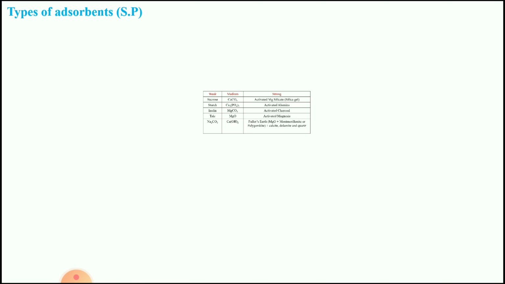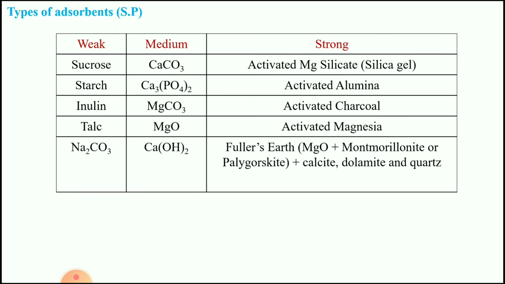Different types of adsorbents are used for packing the column. We have three types: weak adsorbents, medium adsorbents, and strong adsorbents. Weak adsorbents include sucrose, starch, inulin, talc, and sodium carbonate. Medium ones include calcium carbonate, magnesium hydroxide, and calcium hydroxide. For strong ones we use silica gel, activated alumina, activated charcoal, and activated magnesia.